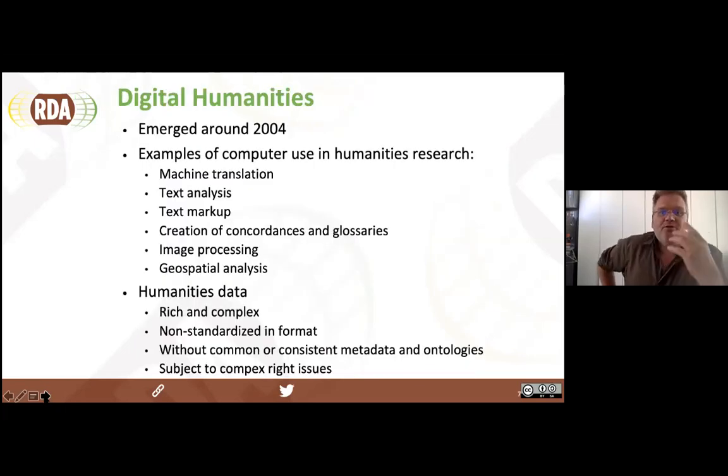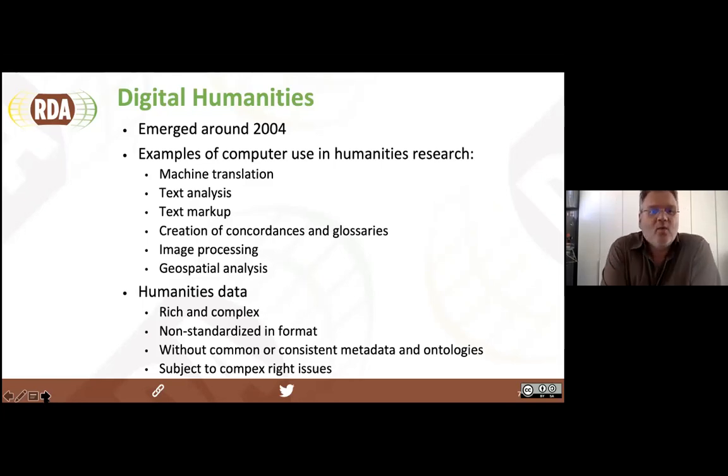Digital humanities emerged about 15, 16 years ago. First we saw this phase of digitizing material in ad hoc projects, storing it in repositories, and then we started asking ourselves, how do we document this? What kind of formats are there? How can we make it reusable? What about the licenses? So in the course of time, humanities research went on to use computers for machine translation. You see the examples here: text analysis, markup, creation of concordances and glossaries, image processing, related to the example in the last slide, geospatial analysis. There are more examples, just to illustrate the background.